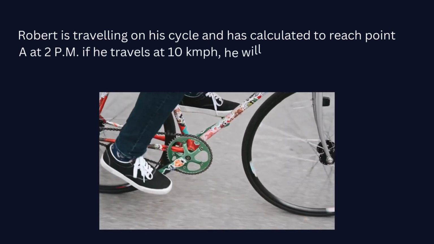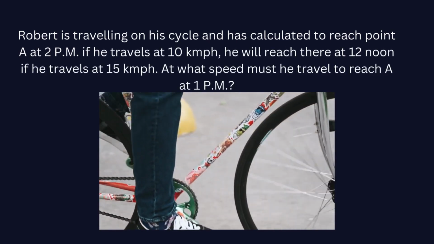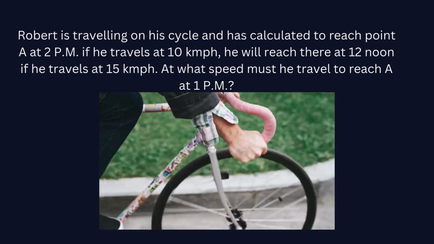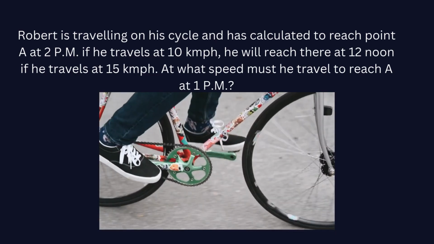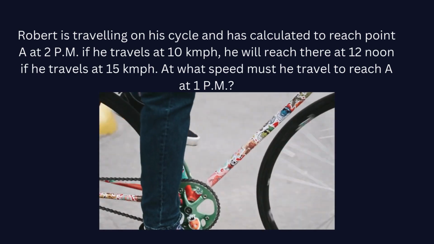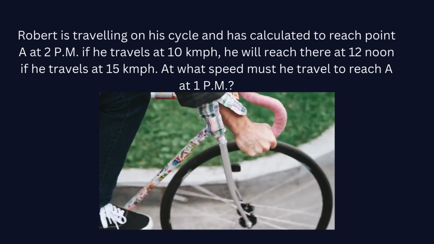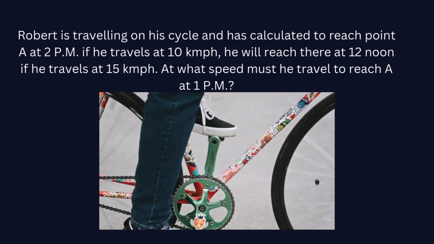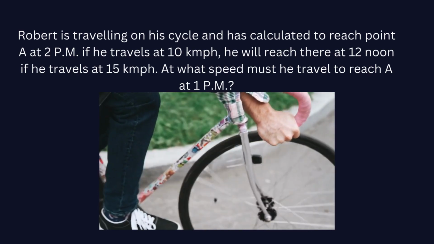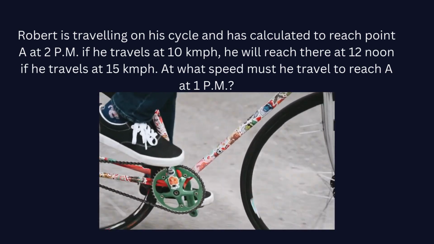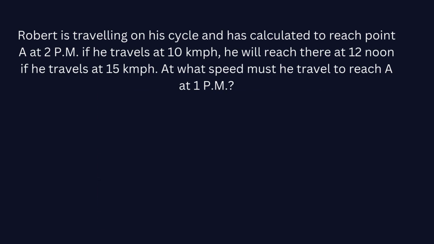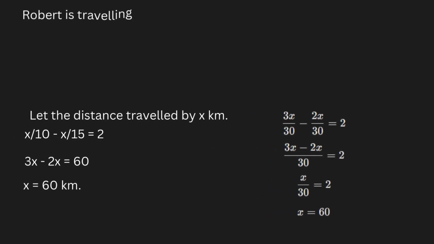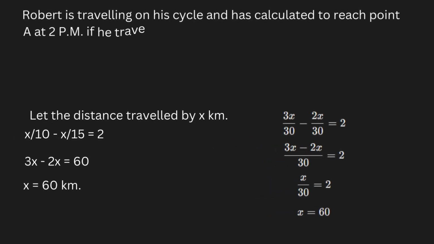Let's jump into another sum. Robert is traveling on his cycle and has calculated to reach point A at 2 p.m. If he travels at 10 km per hour, he will reach there at 12 noon. If he travels at 15 km per hour, at what speed must he travel to reach A at 1 p.m.? This was the question. Let's define the distance first. Let the distance traveled be x.